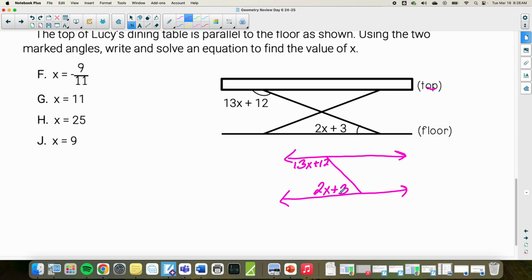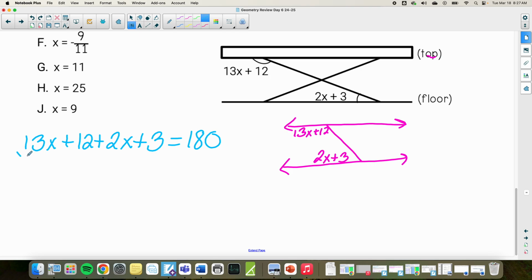It looks like the way they have it that these two are equal, but I think what they're saying here is this angle is 13x plus 12, that angle is 2x plus 3, okay? Are those two equal, or do they add up to 180? Add up to 180. So what we would have to do then is say 13x plus 12 plus 2x plus 3 is going to equal 180, okay? Now, 13x plus 2x is 15x.